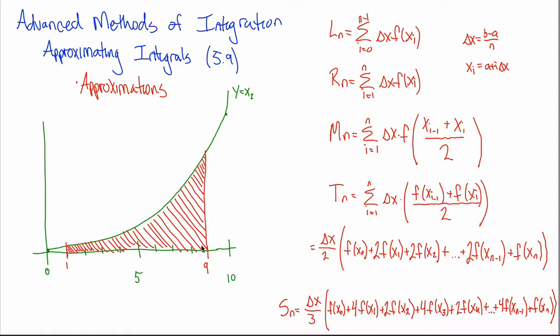All right, 5.9 is another relatively light section in your book, which I guess is kind of nice. The idea for 5.9 is we're kind of going backwards. Right? We spent all this time figuring out how to determine the area underneath the curve. In other words, determining definite integrals.